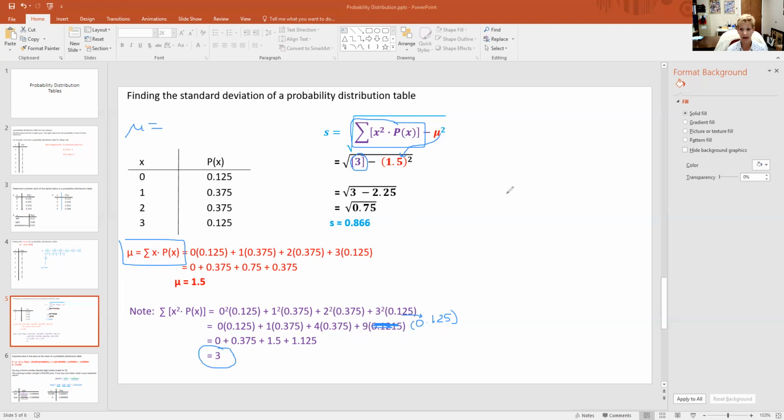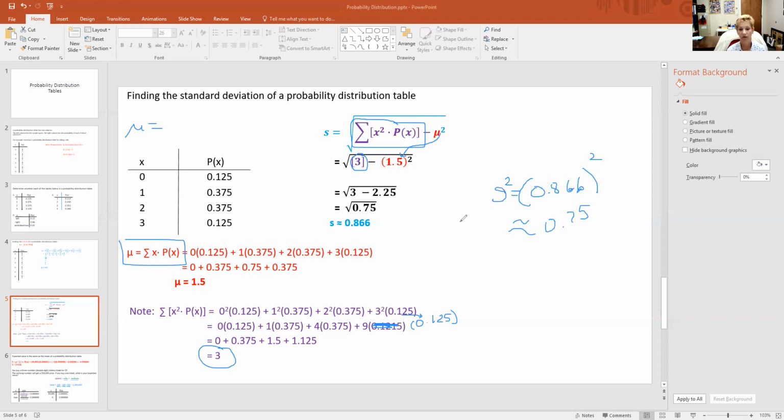Now, if they wanted variance, remember how you get variance? You take your standard deviation and you square it. So you would take that 0.866 and you would square it. All right, so if they asked you for variance, let's see what that would be. That would be about 0.75, all right?